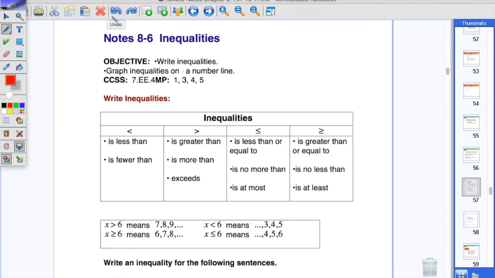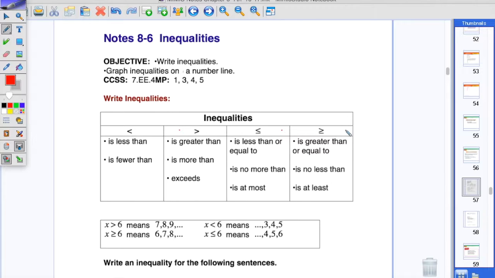The first one is less than, or you might see it as fewer than. In the next box we have your greater than symbol, or you might see it as is more than or exceeds. Then we have our less than or equal to, is no more than, and is at most. Then we have our greater than or equal to, is no less than, and is at least.